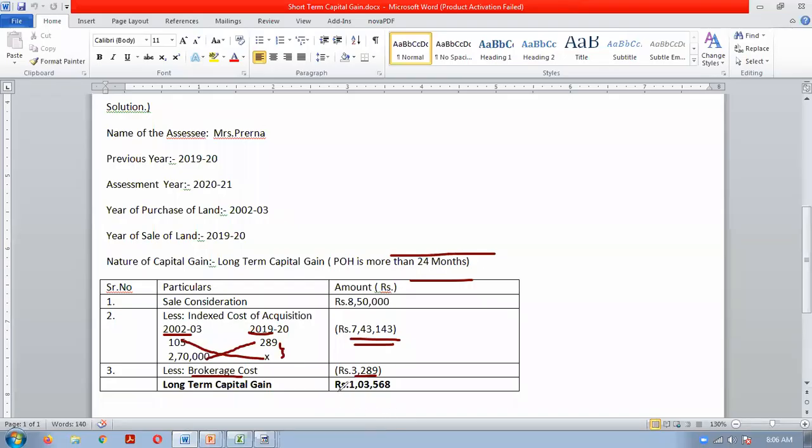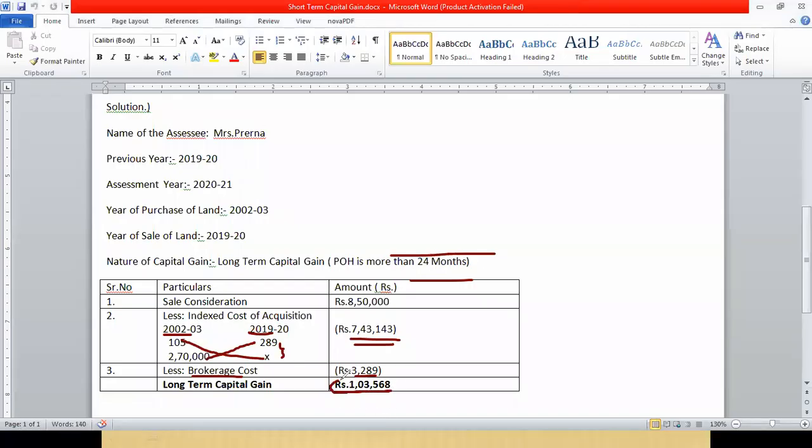So you will get the long-term capital gain as 1,03,563. Now understand, if you had reduced 2,70,000, your gain would have become a big amount. Understood? Instead of this 2,70,000, we are substituting the indexed cost. Why? Because it is a long-term capital gain.